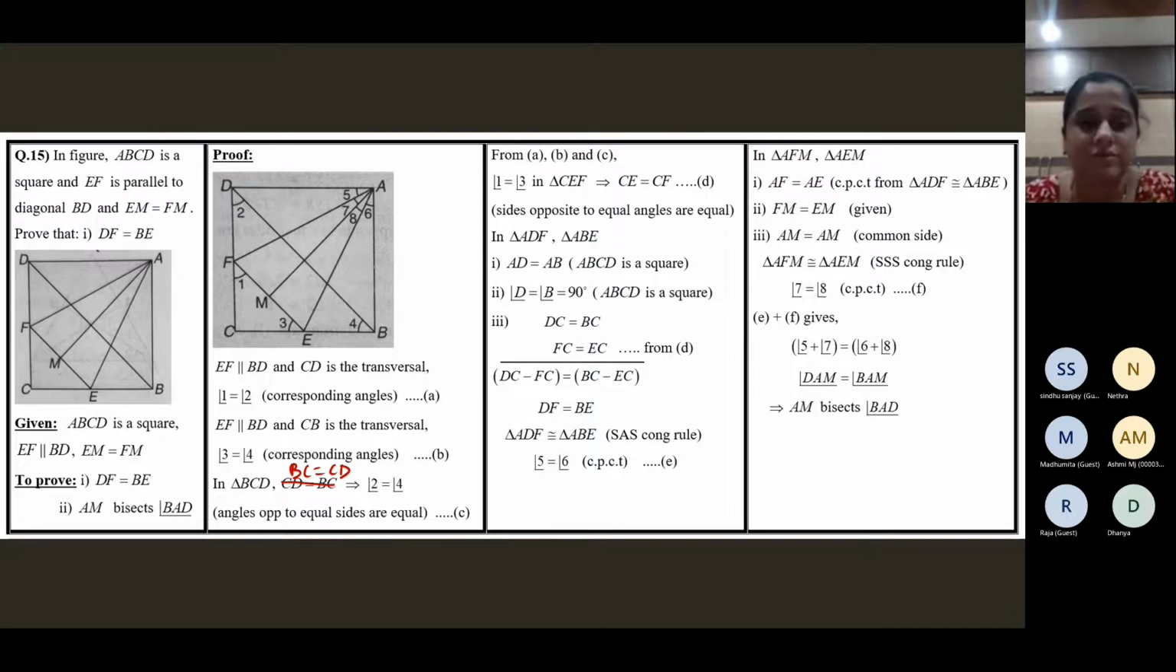All right. Then from ABC, all the 4 angles 1, 2, 3, 4 are equal, but we'll just take what we want. Angle 1 is equal to angle 3 in triangle CEF. In triangle CEF, this implies CE is equal to CF. Correct.